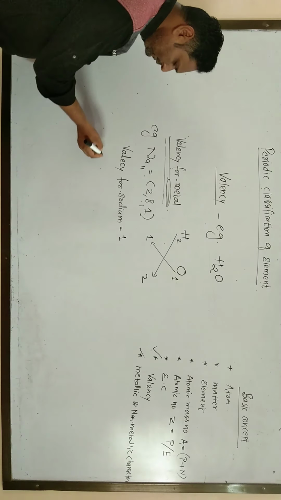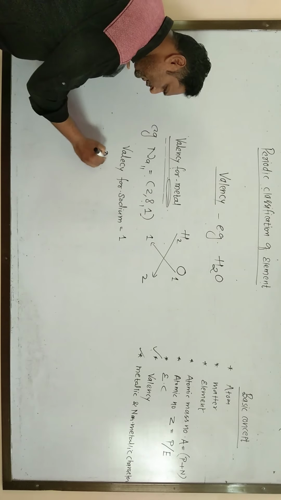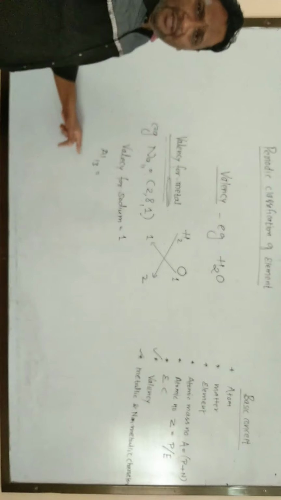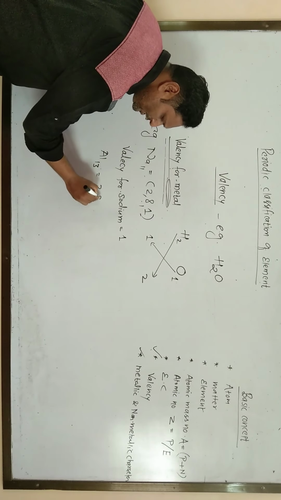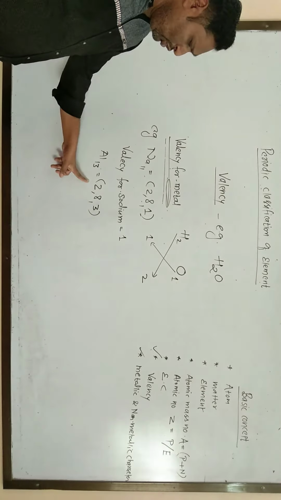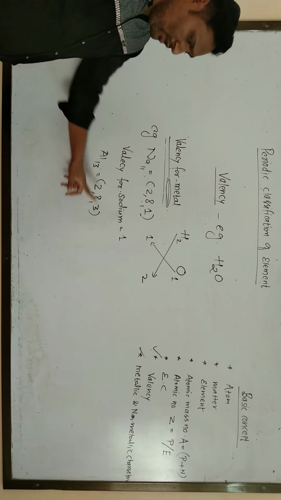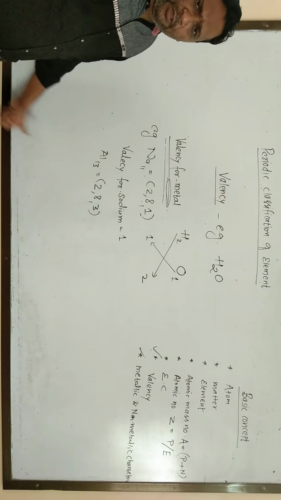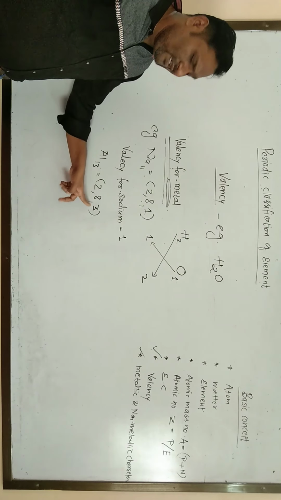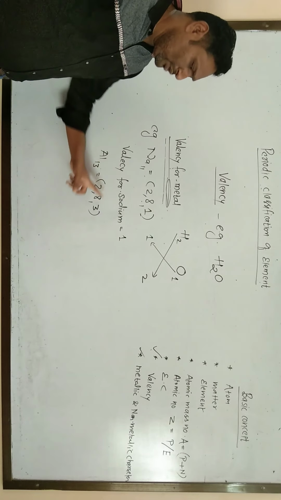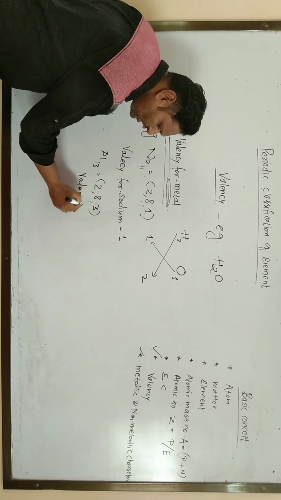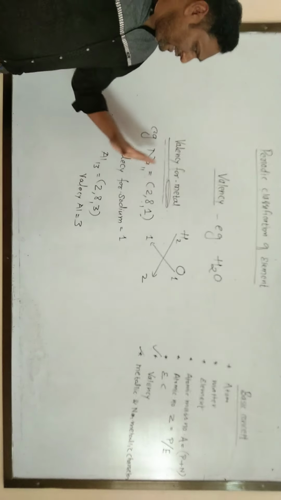Take another example. Aluminium has atomic number 13. Its electronic configuration is 2, 8, 3. So how many electrons are in the last orbit of aluminium? It's 3. It means that aluminium can donate 3 electrons. So the valency for aluminium is 3. So it is very simple.